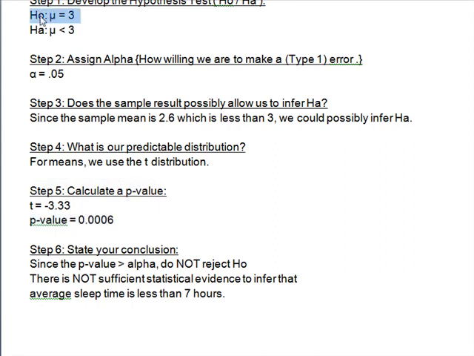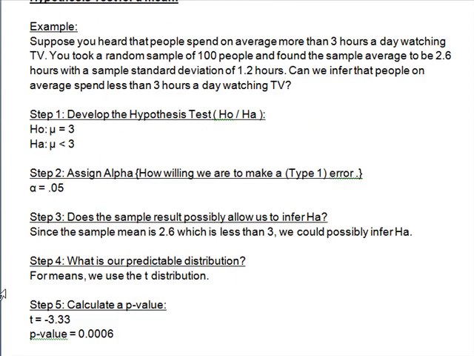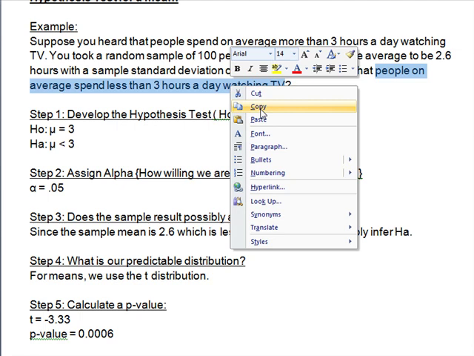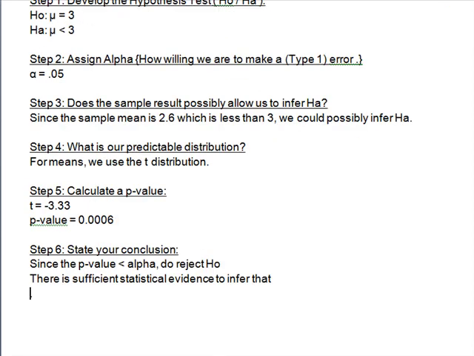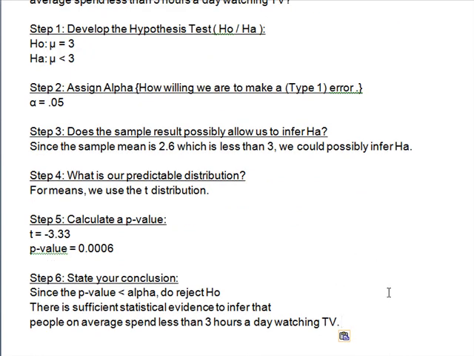So since the p-value is less than alpha, we are going to reject H0 and conclude there is sufficient statistical evidence to infer that people on average spend less than 3 hours a day watching television, which is good news. Okay, so we'll put that there, and there we have it. Okay, I hope you find that helpful.